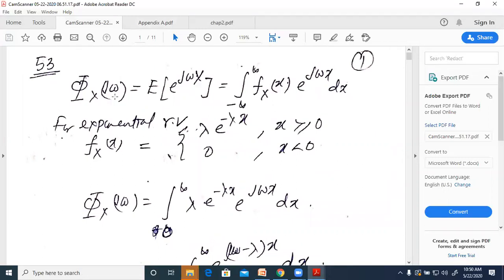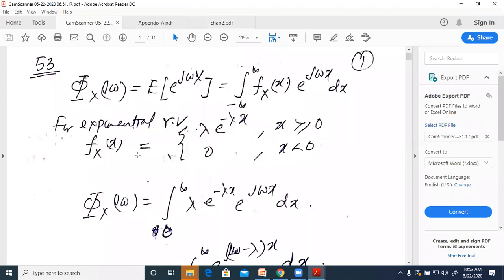So phi x of j omega is equal to the expectation of e to the power j omega x, which is the integral from minus infinity to infinity of fX(x) e to the power of j omega x dx. This is the characteristic function, and for the exponential random variable, the PDF is fX(x) equal to lambda e to the power of minus lambda x for x greater than 0, which I have picked up from Appendix A.